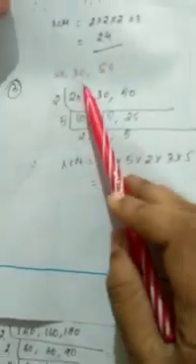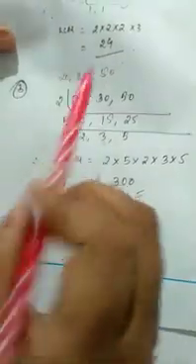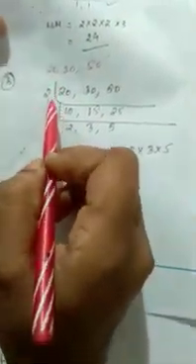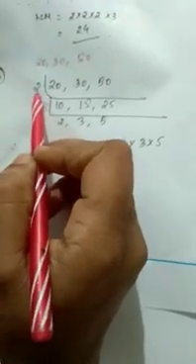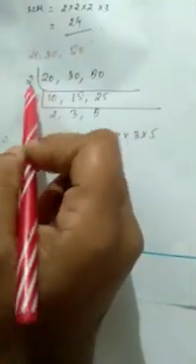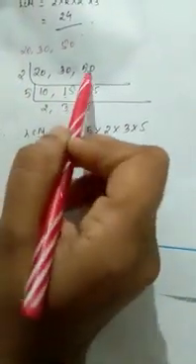20, 30 and 50. How will we do it? We arrange them, then we look at whether 2 is a factor of 20, 30 and 50 or not. I have taken 2 here, as 2 is a factor of 20 also, 30 also, 50 also. So 2 tens are 20, 2 fifteens are 30, 2 twenty-fives are 50.